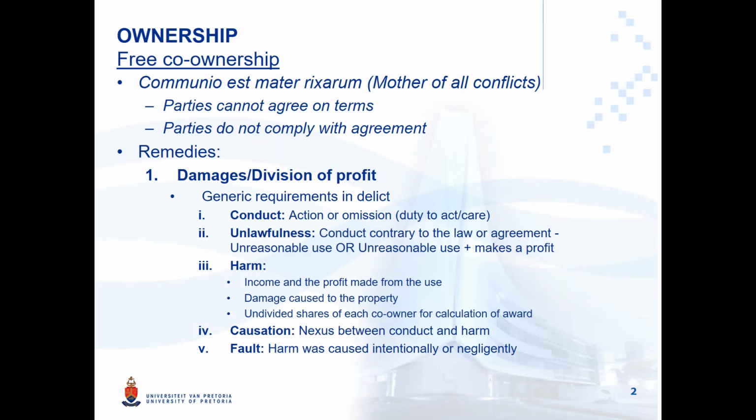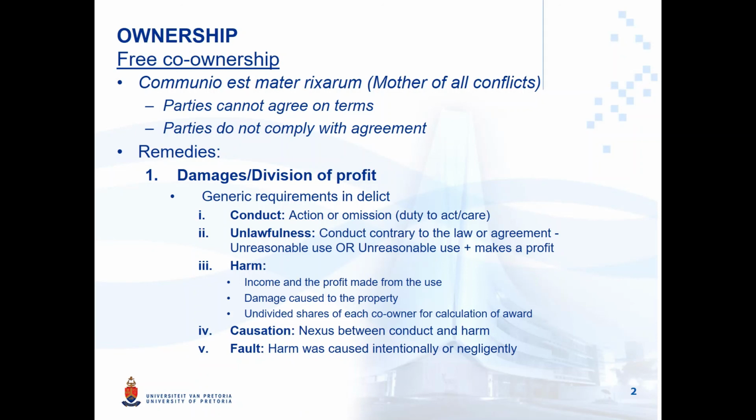However, if there is no intentional harm, it must be determined if the harm was perhaps caused negligently. To determine negligence, the reasonable person or the objective test is applied. It is asked whether a reasonable person in the position of the defendant would have foreseen that his unreasonable use would cause harm, and if a reasonable person would have taken steps to prevent the harm from ensuing. If these questions can be answered in the affirmative, fault would be established through negligence.